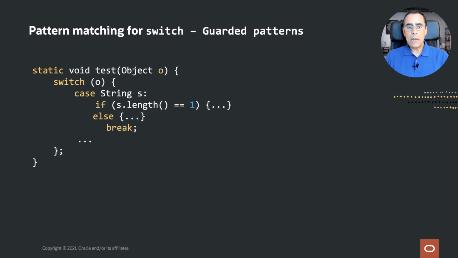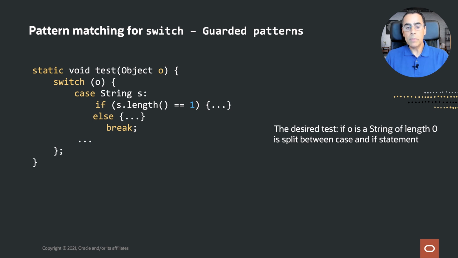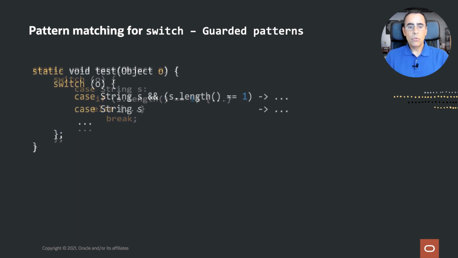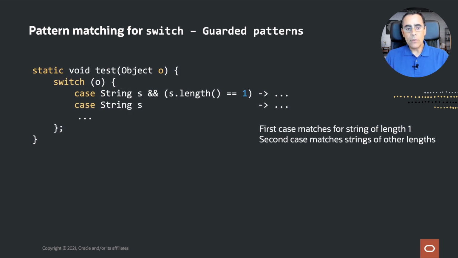After a successful pattern match, we often need further tests, which can lead to cumbersome code like this. We could improve readability if the pattern supported a combination of pattern and Boolean expressions. So, guarded patterns allow us to write this in a clearer way. The first case matches the strings of length 1, and all the other strings are caught by the second case.